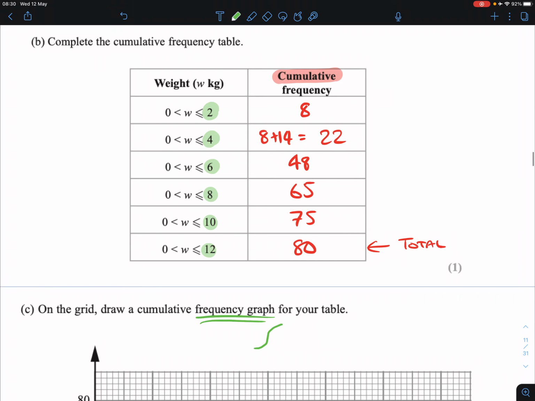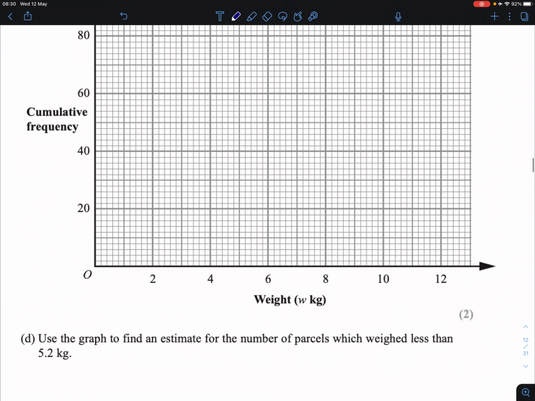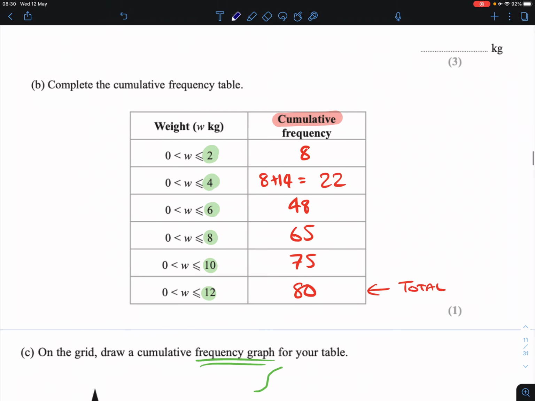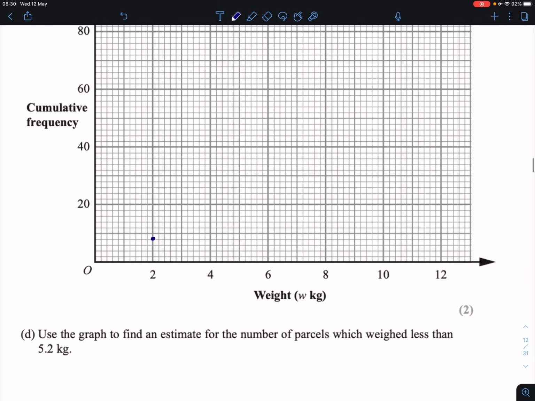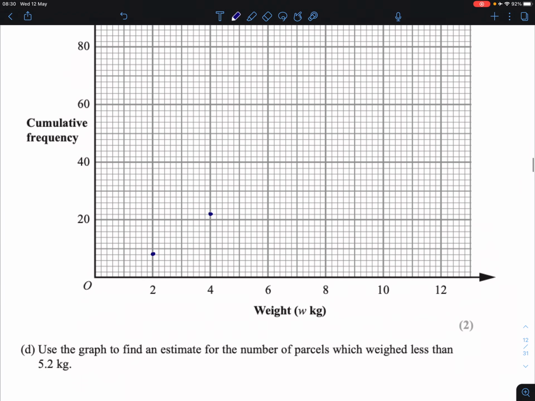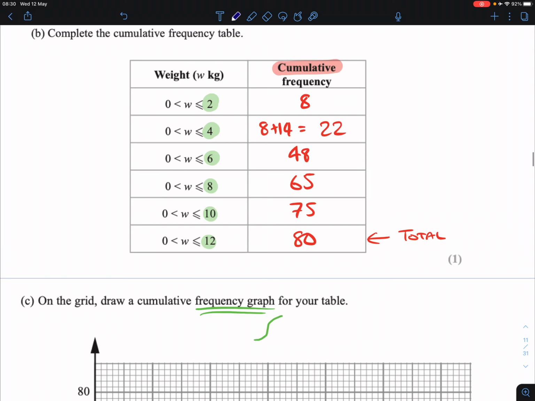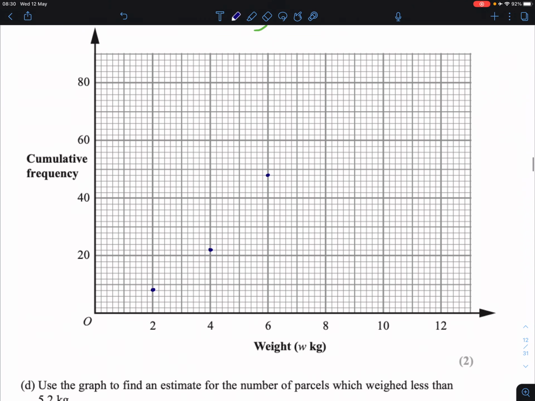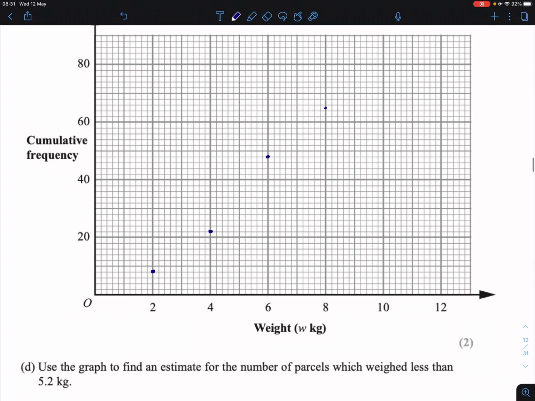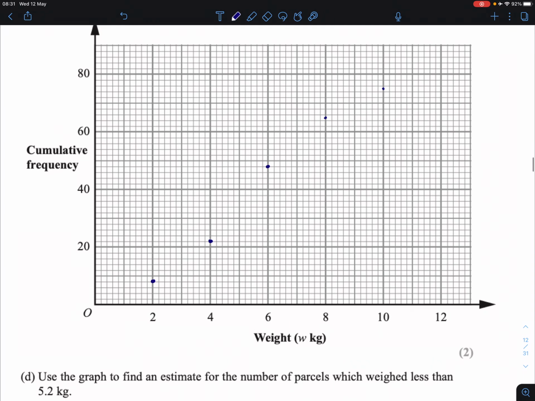So 2, 8, I plot that on our graph. 2, 8 is going to be here, based on the scale of that. 4 and 22 is there. 6 and 48 here. 8 and 65. 65 is a weird one because it's in between, but halfway in between there would be 65. 10 and 75, same again, we're in between 2 squares, and then 12 and 80.